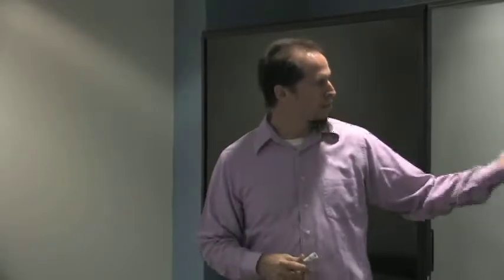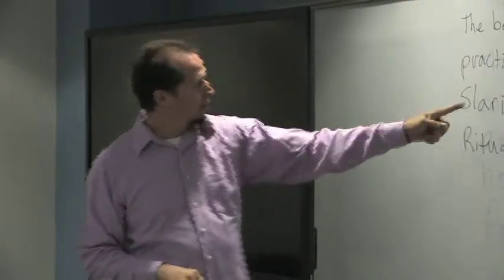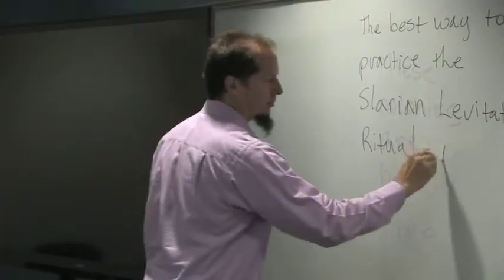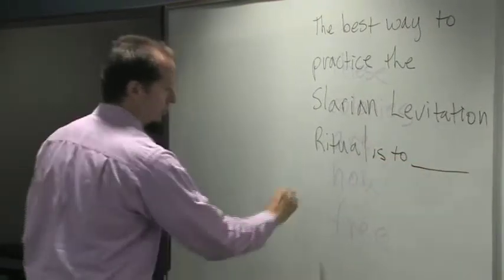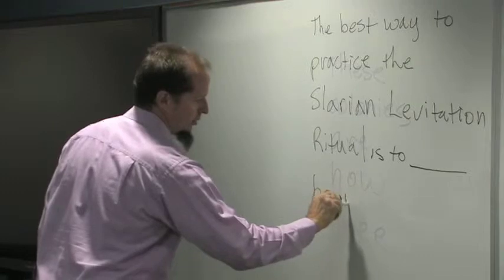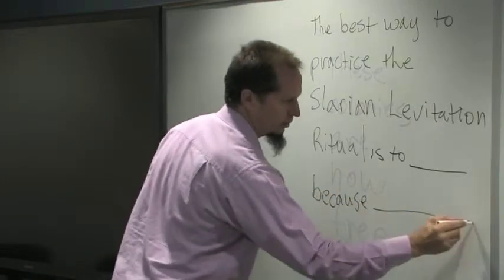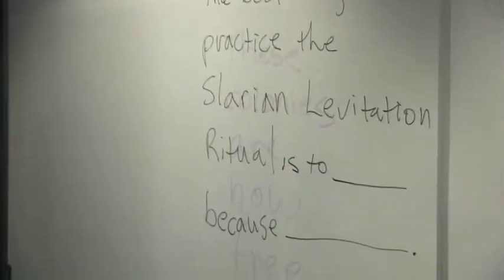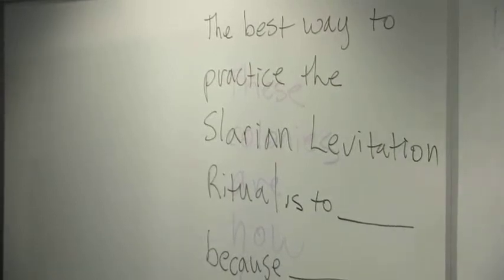So, the best way to practice the Solarian levitation ritual. Put that into the form of a claim plus proof. If you are having trouble, I'm going to give you a hint. The best way to practice the Solarian levitation ritual is... So, what have you come up with? Let's have some examples. I was going to bring candy and toss it out, but I don't have time.